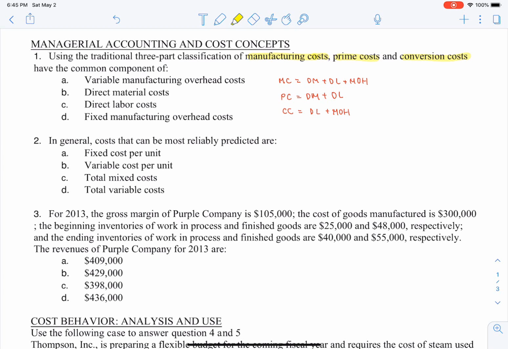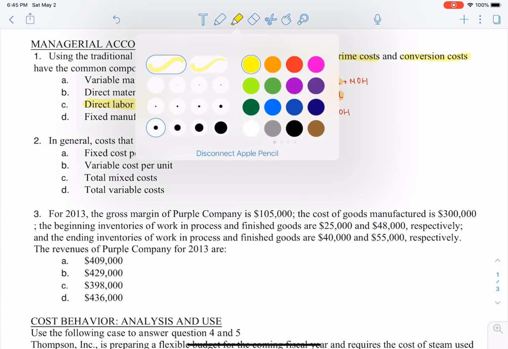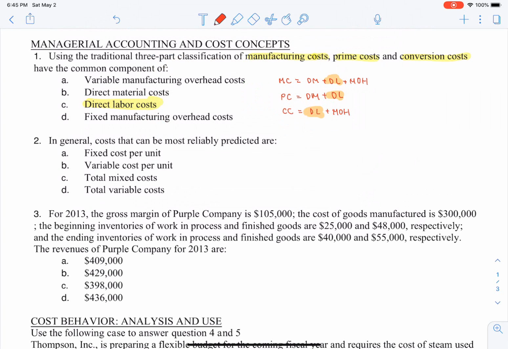So it's really obvious. We can see that the one common component is direct labor. So the answer is direct labor. Direct labor is the only element that's listed in all 3 formulas. Okay, move on to number 2.